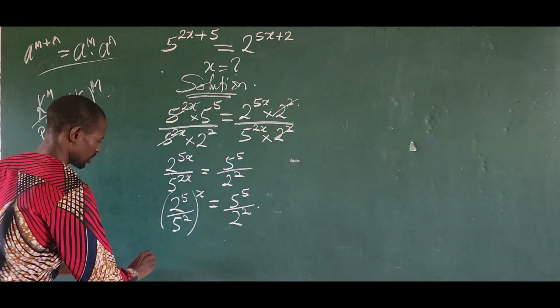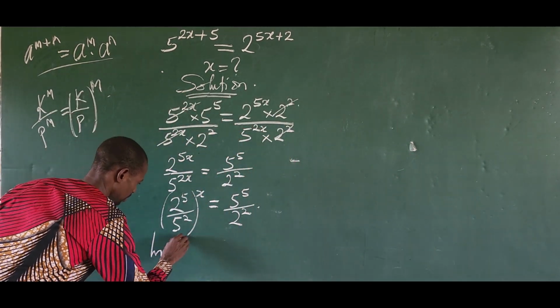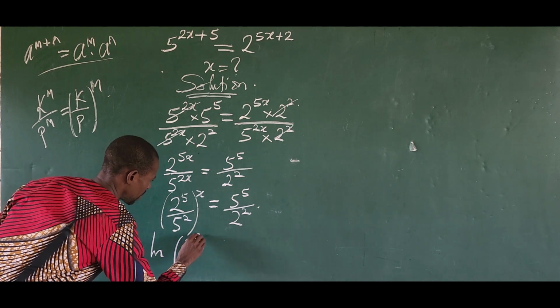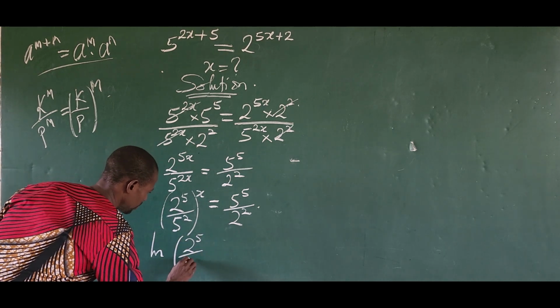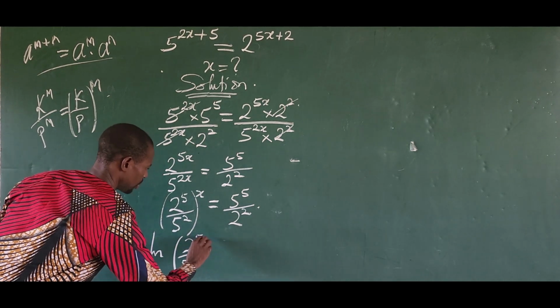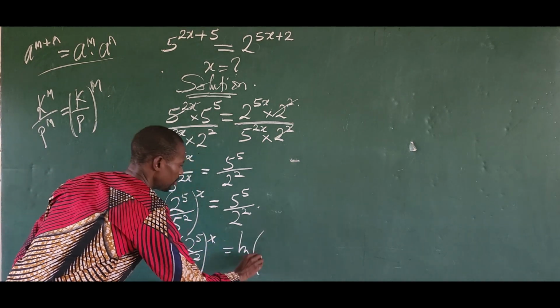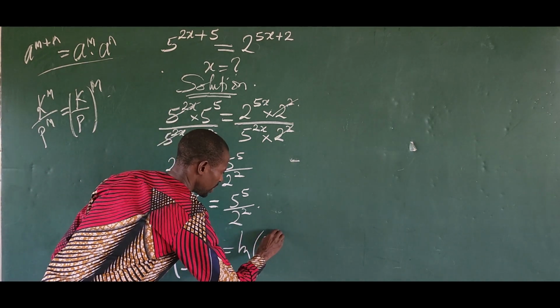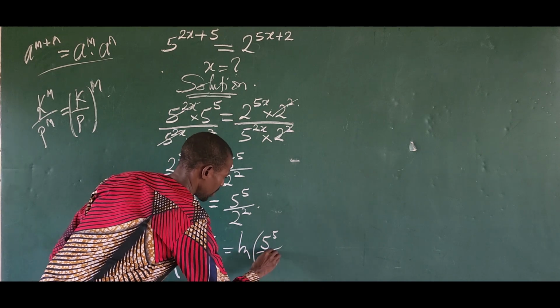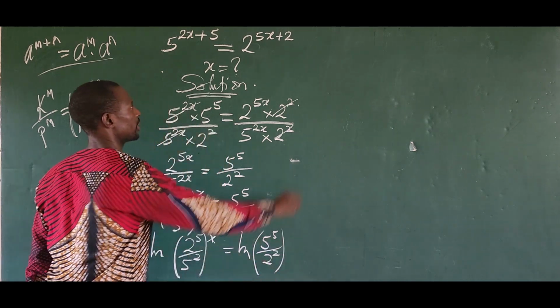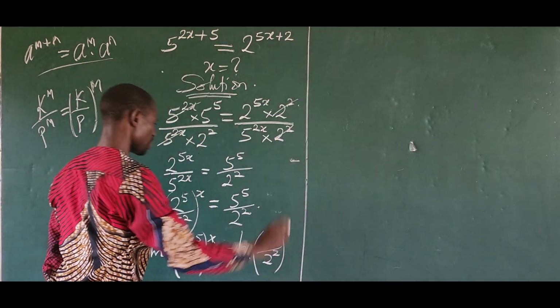So if we do that, this is going to give us the ln of (2 to the power of 5 all over 5 to the power of 2) all raised to the power of x equals the ln of (5 to the power of 5 all over 2 to the power of 2). All right, so we continue.